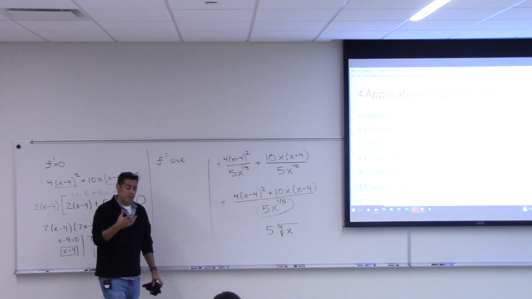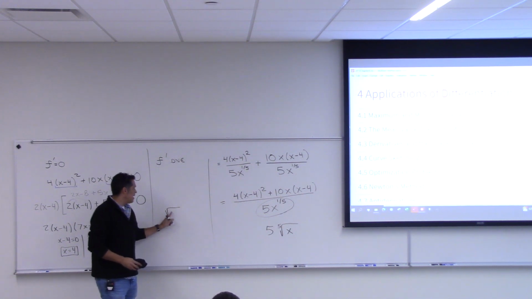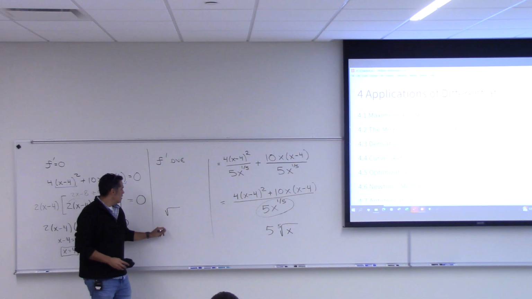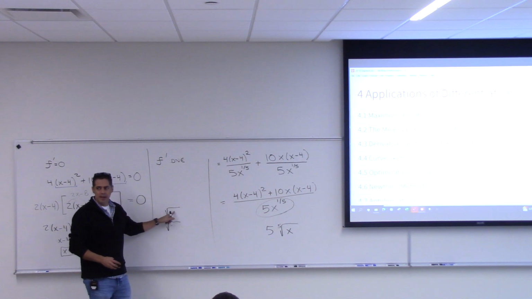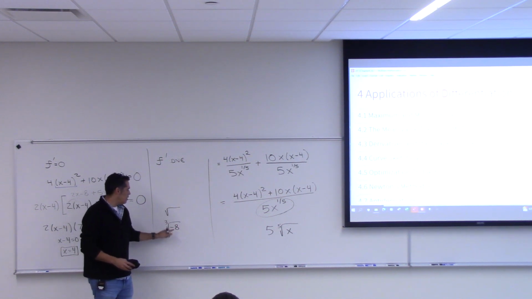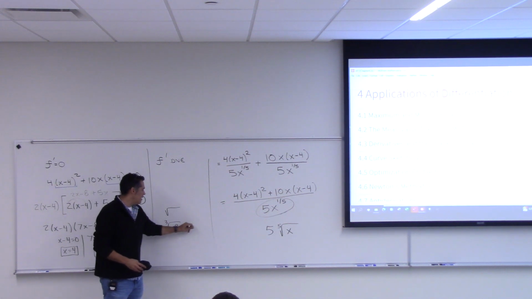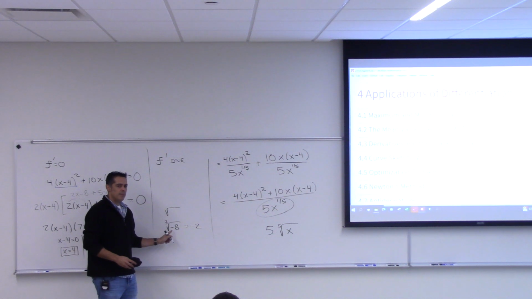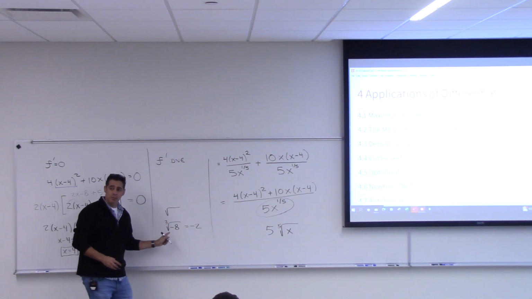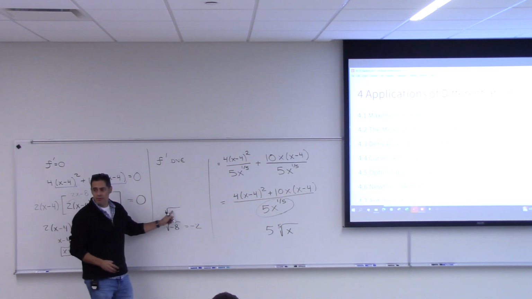Are we all comfortable with the idea that when you have a square root, you can't have a negative here? But if you have a cube root, you can, right? You can't put a negative here, but you can put a negative here, right? For example, the cube root of negative 8 is negative 2, because if you cube that number, you get negative 8. So you can have negatives under cube roots, you can't have negatives under square roots.